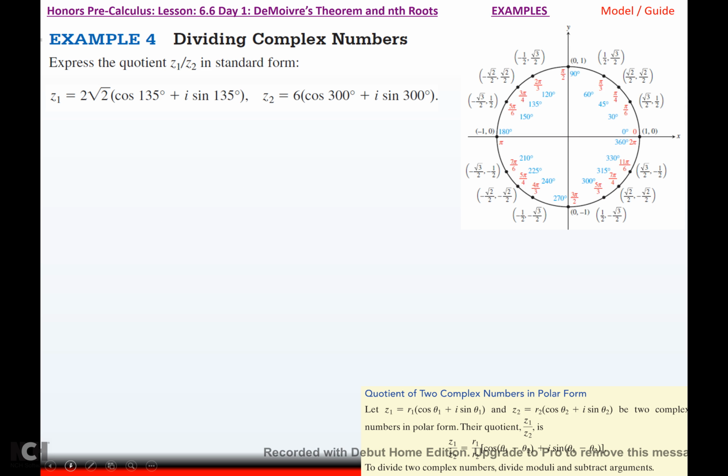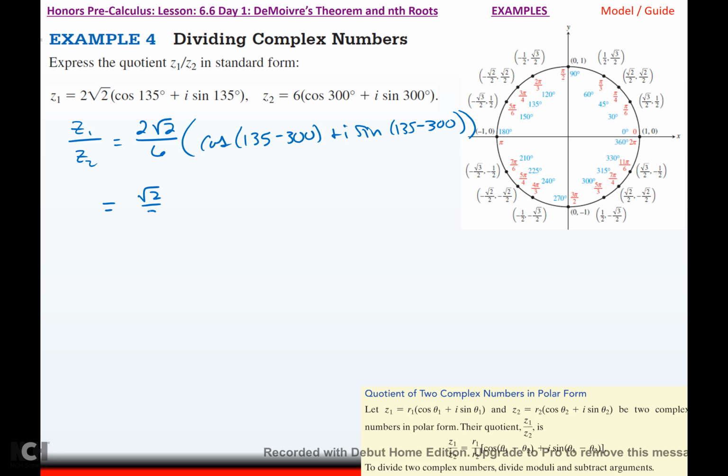Alright, if we look at this one, it's in degrees, same rules. z1 divided by z2 is going to be the quotient of the r's times cosine of subtract the thetas, 135 minus 300, plus i sine 135 minus 300. So that gives me the square root of 2 over 3 times cosine of negative 165 plus i sine of negative 165. Okay?